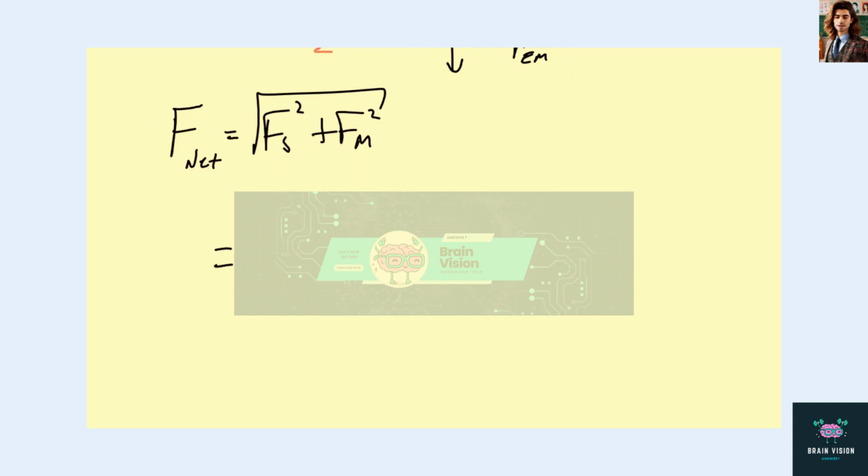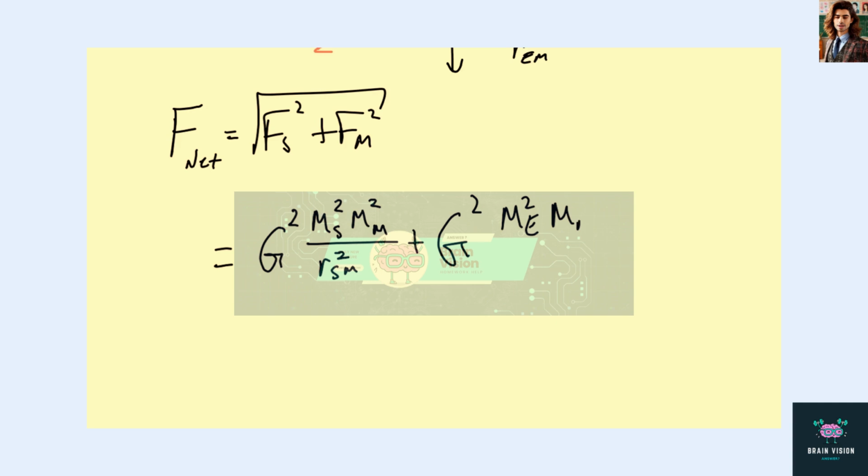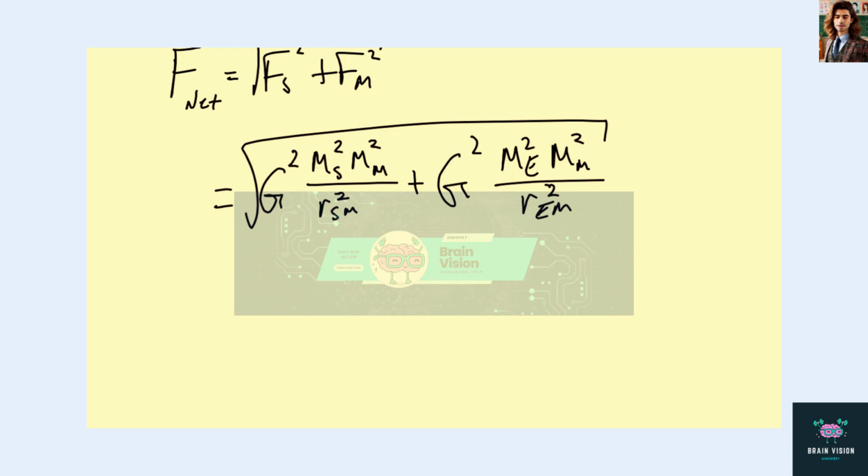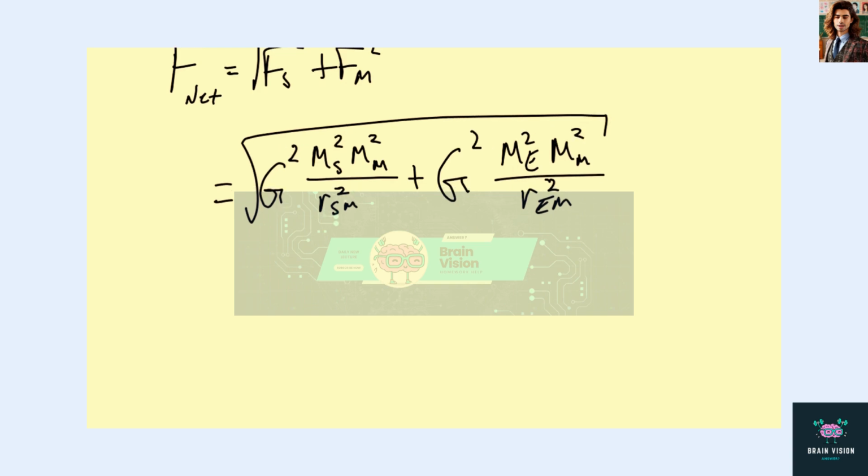So that's going to give us force of the sun was G, but it's all squared now. Mass of the sun squared, mass of the moon squared over the radius sun to moon squared, plus big G squared, mass of the Earth squared, mass of the moon squared over Earth-Moon radius squared, square root of that. So you can just plug in the values they gave you from here. I'm going to do a little bit of simplifying, though, just because I prefer to.